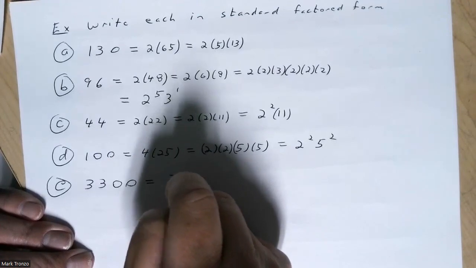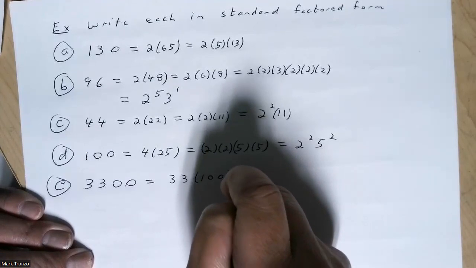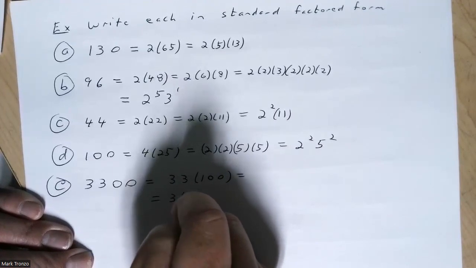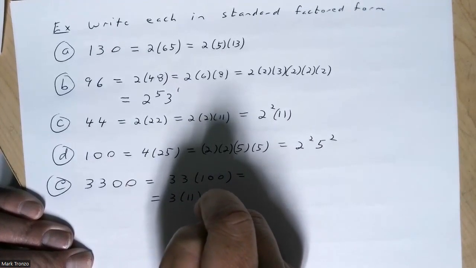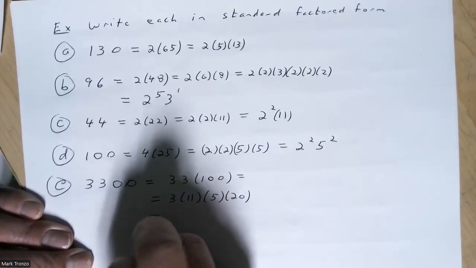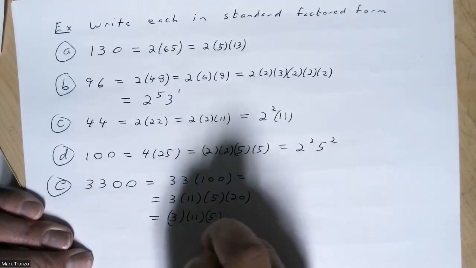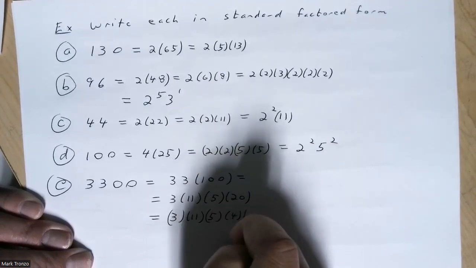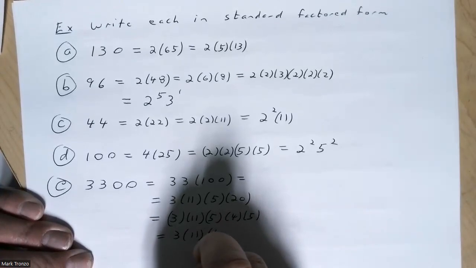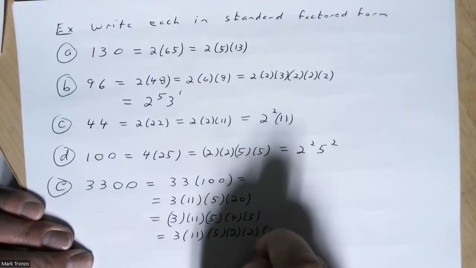Finally, 3,300 can be written as 33 times 100. And let's see, 33 can be written as 3 times 11. 100 can be written as 5 times 20. And 3, 11. 20 can be written as 4 times 5. And 4 can be written as 2 times 2.